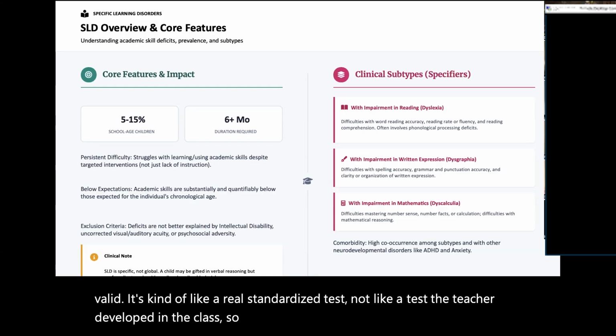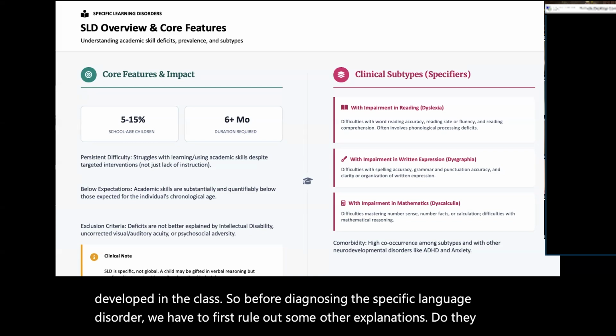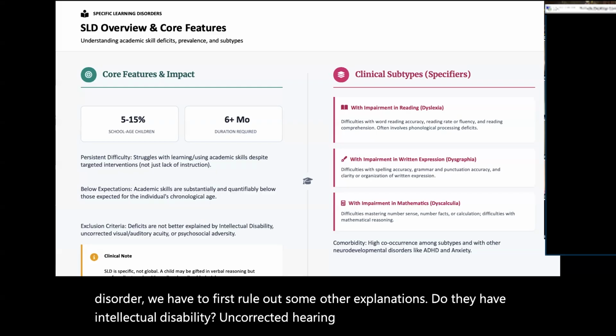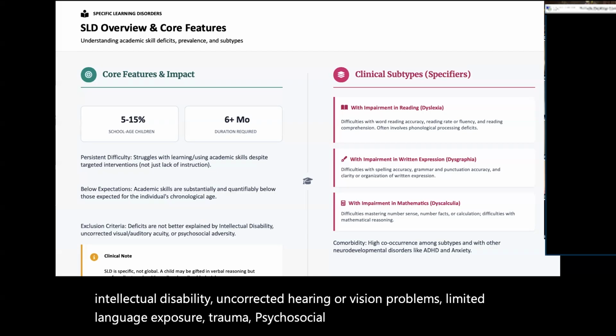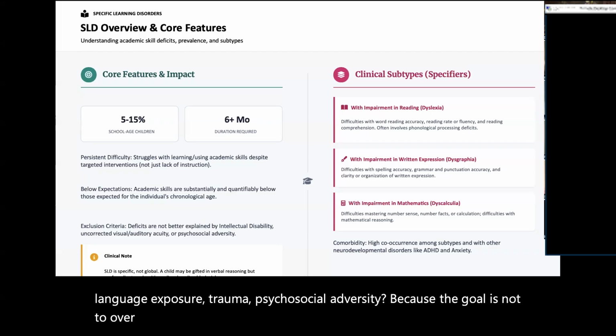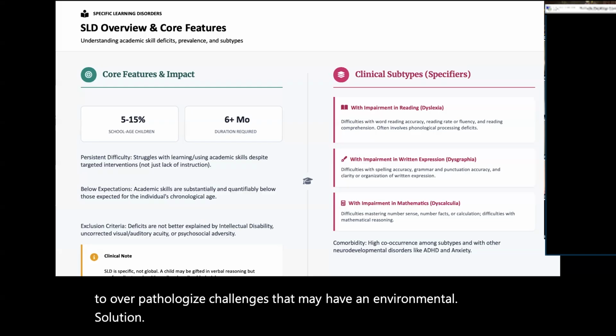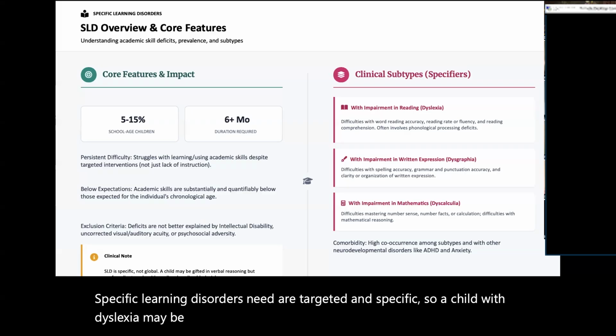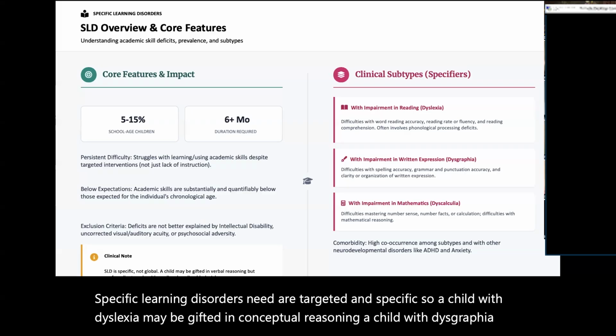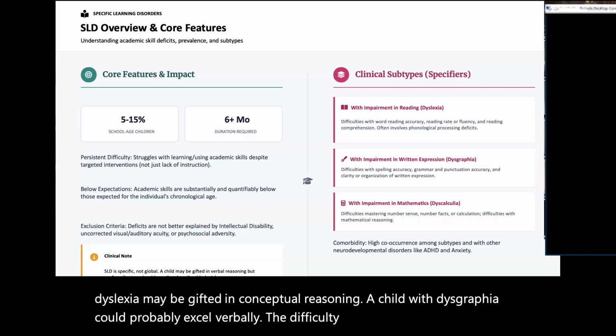So before diagnosing the specific learning disorder, we have to first rule out some other explanations. Do they have intellectual disability, uncorrected hearing or vision problems, limited language exposure, trauma, psychosocial adversity? Because the goal is not to over-pathologize challenges that may have an environmental solution. Specific learning disorders are targeted and specific. So like a child with dyslexia may be gifted in conceptual reasoning. A child with dysgraphia could probably excel verbally. The difficulty lives in the skill, not in the global capacity of the kid.